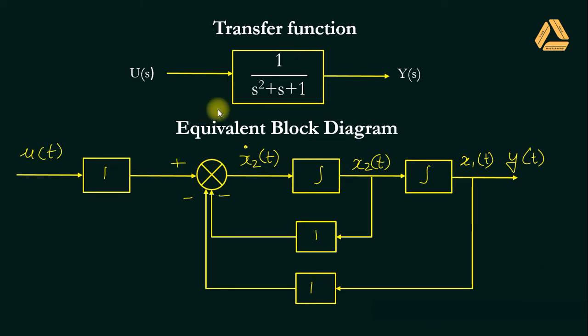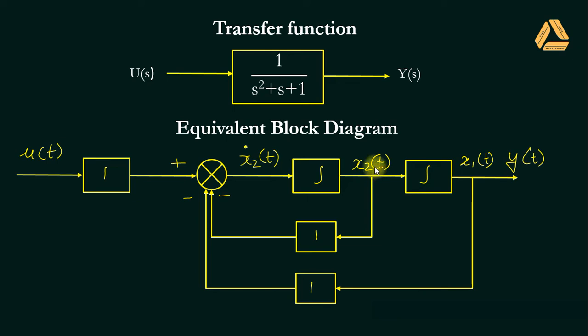So this is the transfer function block diagram. The equivalent block diagram is given by this. See, I have assumed y of t to be x1 of t. The differentiation of x1 of t is given by x2 of t. That's why I have introduced the integral block, because x2 of t when integrated will give x1 of t. By differentiating x1 of t in the reverse order, you will be getting the x2 of t, and by differentiating x2 of t, you will be getting x2 dot of t.